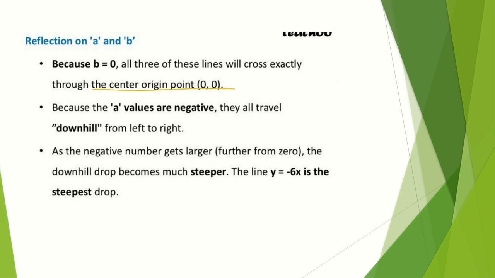We have discussed that. And when a values are negative, all lines travel downhill from left to right. That also we saw, since as the negative number gets larger, the line becomes much steeper. So in the line y is equal to minus 6, it becomes steeper. Is it clear now? Okay. Now in these problems b was 0, right? Now we will go for the next question.